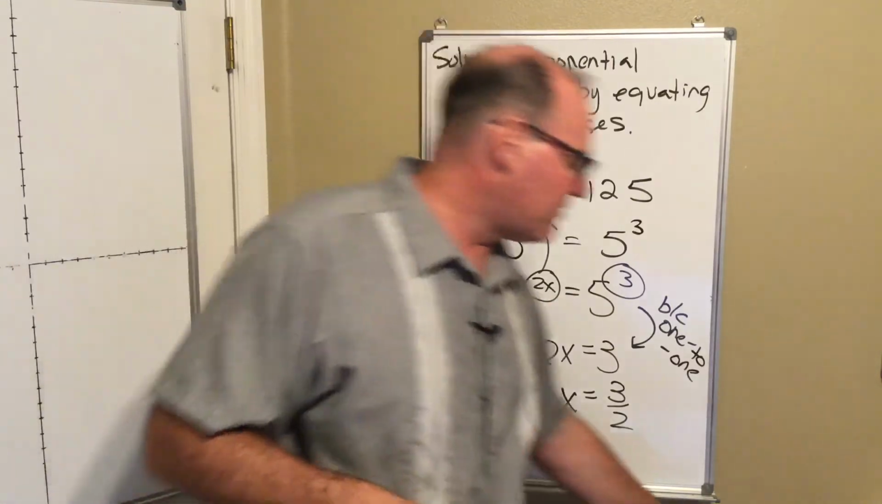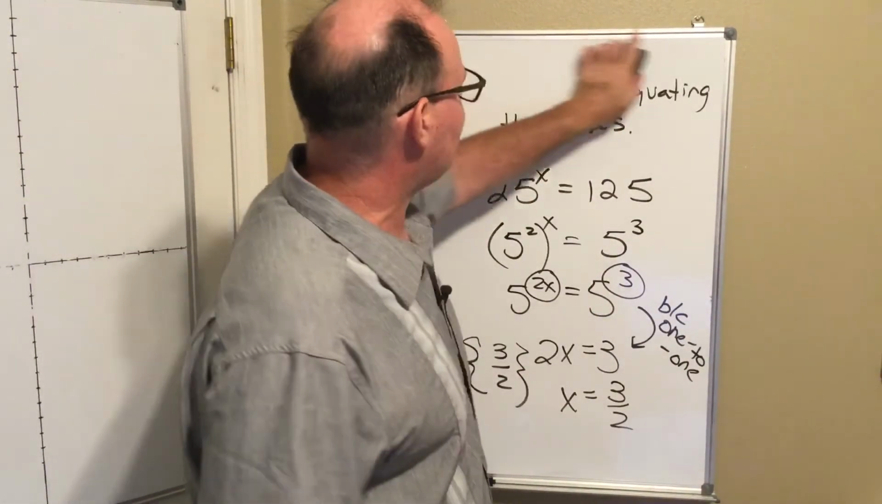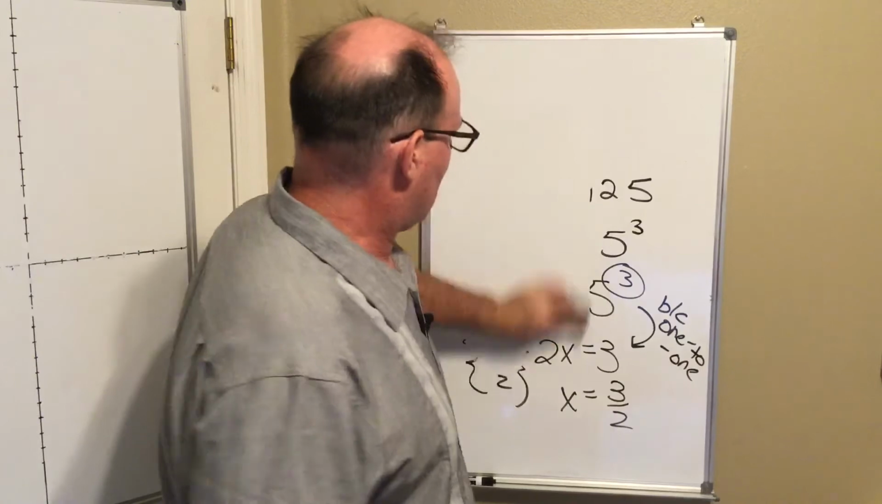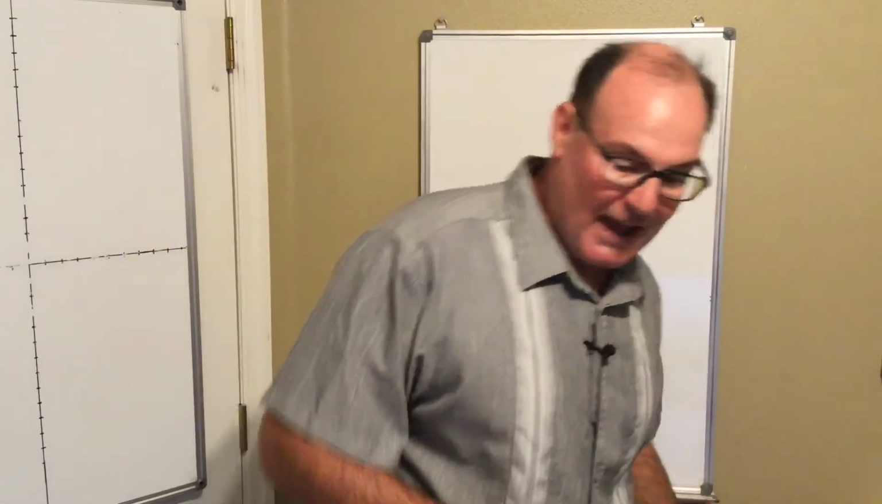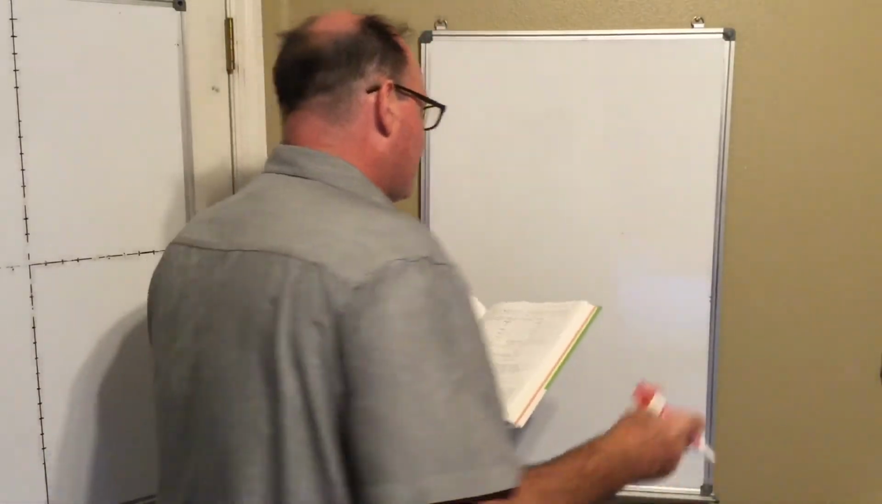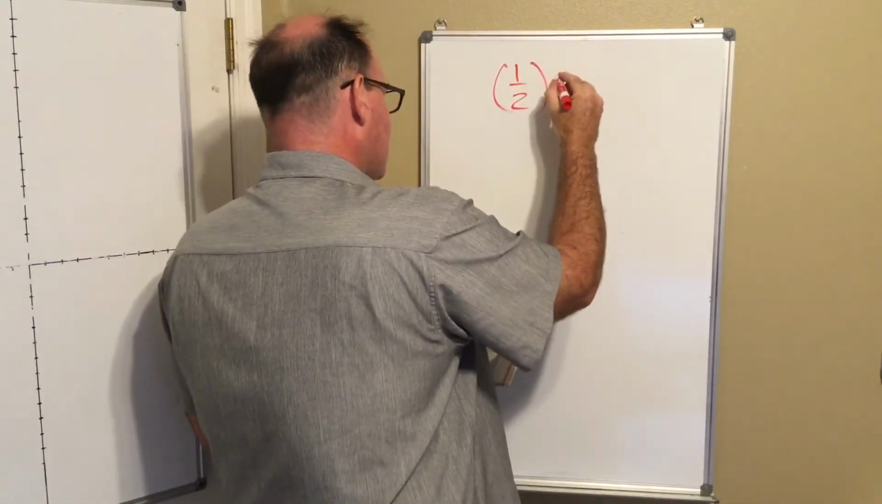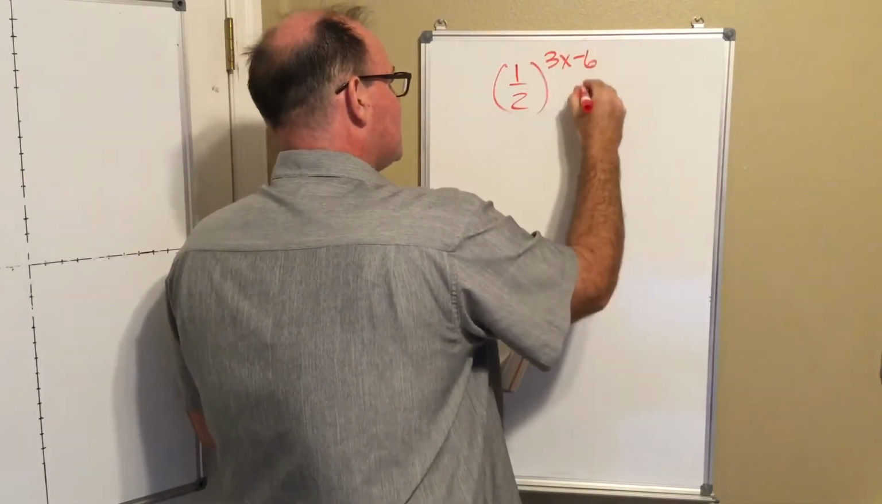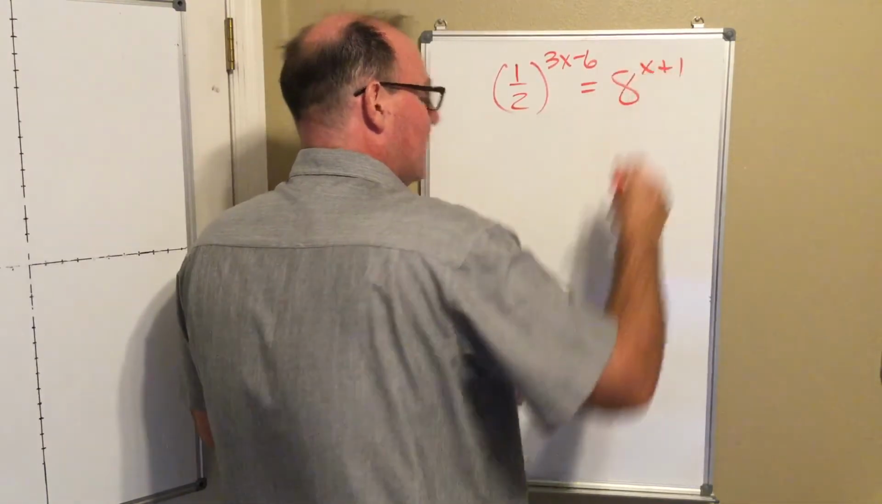This is going to be number 50 from your book. Okay, so number 50, it's the same sort of thing, but maybe a little bit more difficult because I don't want you to think that you're going to have all the fun. I want to have some fun too today. So this is number 50 from our book. It says that we have 1/2 raised to the 3x minus 6 power, and that's going to be equal to 8 to the x plus 1 power.